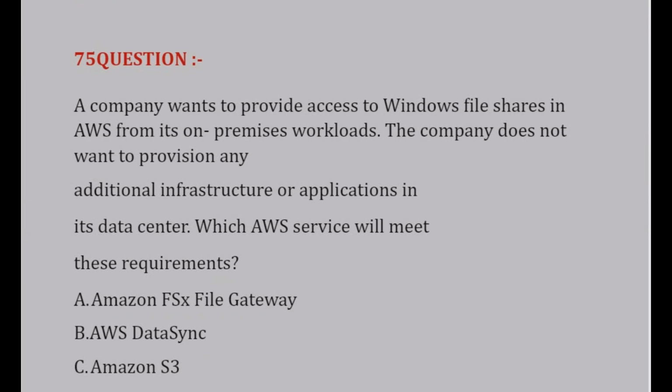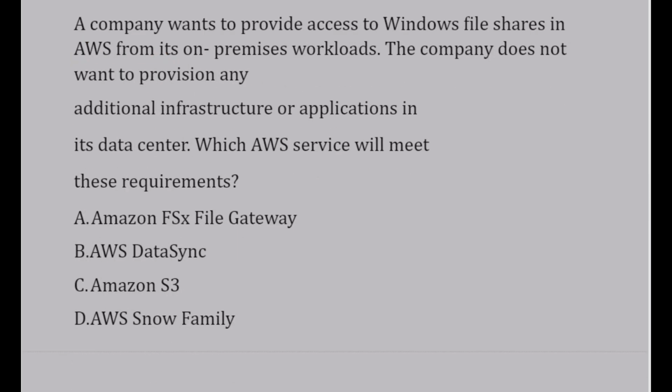Question is a company wants to provide access to Windows file shares in AWS from its on-premises workloads. The company does not want to provision any additional infrastructure or application in its data center. Which AWS service will meet these requirements? Option A Amazon FSx File Gateway. Option B AWS DataSync. Option C Amazon S3. Option D AWS Snow Family.